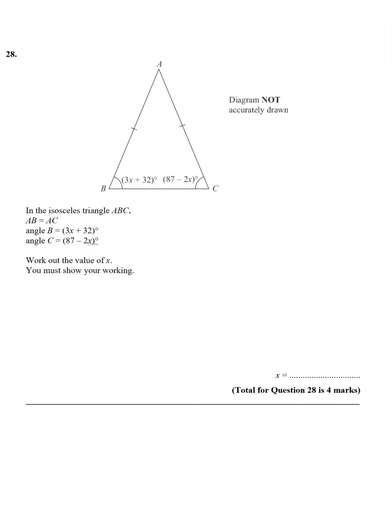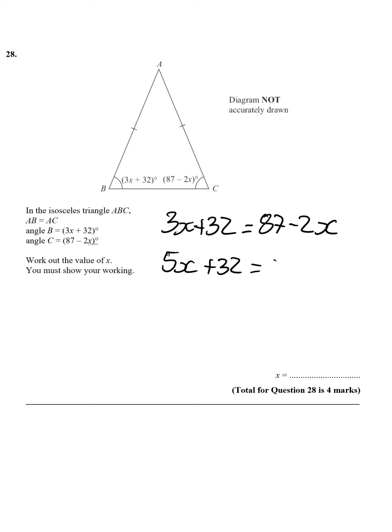Right, 28. Isosceles triangle. What do we know about an isosceles triangle? These two angles are the same, which means we can work out the value of x, because we know 3x plus 32 is equal to 87 minus 2x. So add 2x to both sides. Take away the 32. You'll remember you always do the opposite, the inverse. And we've got 5 times something is 55, so it's 11. X is 11.